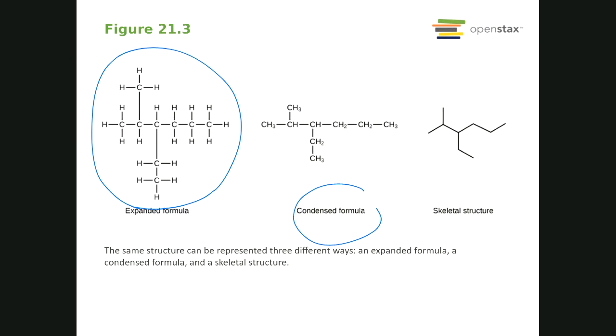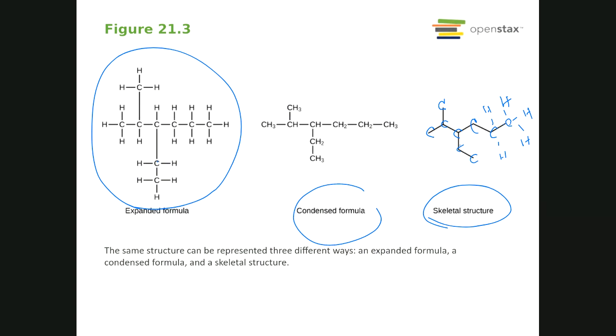A skeletal structure or line angle structure: every line starts with a carbon, every angle contains a carbon. And how many hydrogens? Enough to make 4 bonds. So the first carbon has 1 bond, we have to add 3 hydrogens to make it 4. The second carbon has 2 bonds, we have to add 2 hydrogens. We don't have to draw them because as organic chemists, we understand that there is 1 carbon here, so there must be 3 hydrogens. So basically all 3 of these are the same.